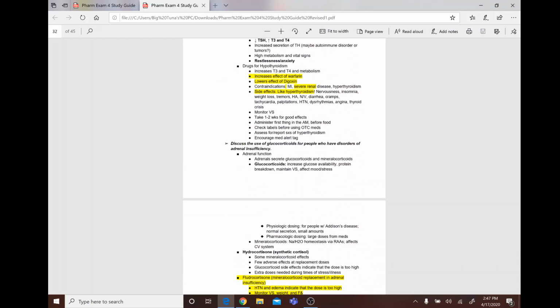All right, what are the drug interactions of hypothyroidism drugs? Increases warfarin, decreases digoxin. What are the drugs of hypothyroidism contraindicated in? MI, severe renal disease, and hyperthyroidism.